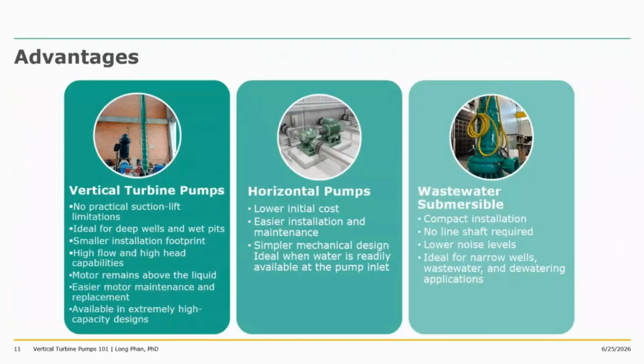Some of the advantages of the vertical turbine pump as compared to other pumps within the centrifugal pump family are that they basically have no practical suction lift limitation. They are ideal for deep wells and wet pits, have a smaller installation footprint, and provide high flow and high head, and the motor remains above the liquid. Therefore, it allows easy motor maintenance and replacement. Finally, they are available in extremely high capacity designs as compared to others.